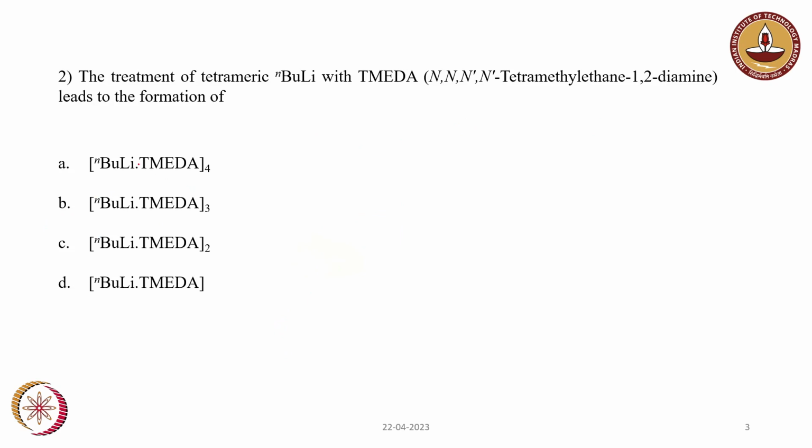Next question: the treatment of tetrameric n-butyl lithium with TMEDA, which is N,N,N',N'-tetramethylethane-1,2-diamine, leads to the formation of option A, n-butyl lithium TMEDA four times; option B, n-butyl lithium TMEDA three times; option C, n-butyl lithium TMEDA twice; and option D, n-butyl lithium TMEDA, which is a monomer.